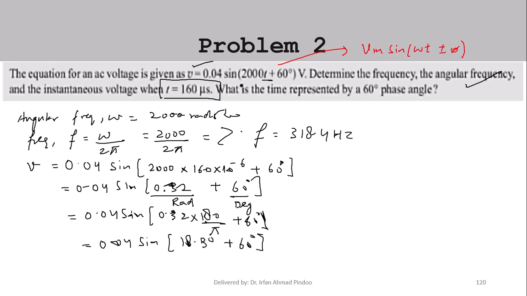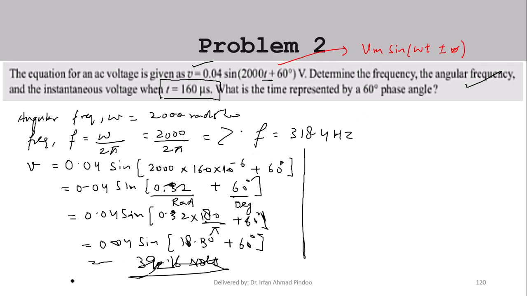Now it becomes an easy question. You can now calculate, and the value of V will come out to be 39.16 volt. Now is the last part. What is the time represented by 60 degree?